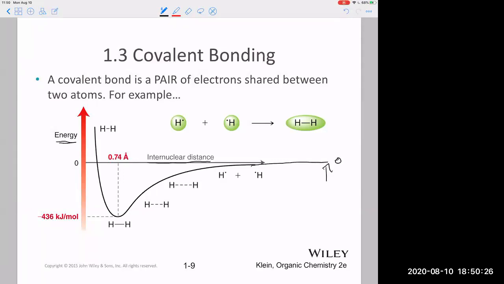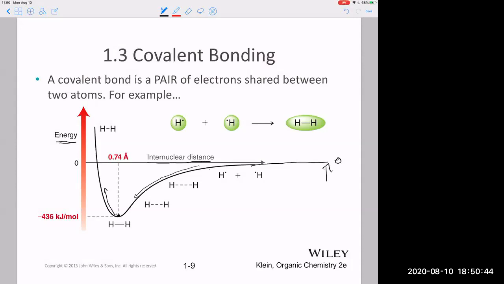And then we're going to start to bring them closer together. And what happens is, as they approach this sort of ideal distance, the energy begins to drop. Okay. And then all of a sudden they get to this ideal distance. This is the bond length for this covalent bond. The energy starts to shoot up rapidly.